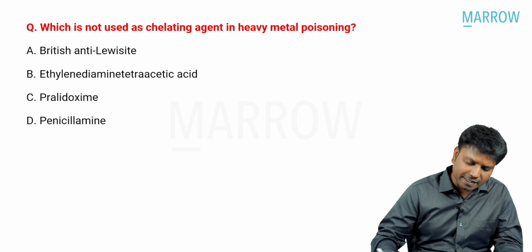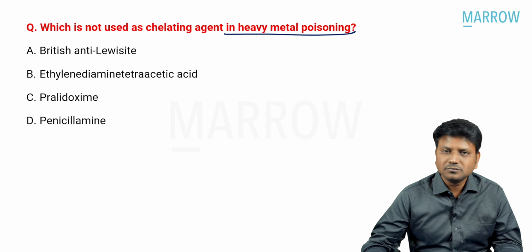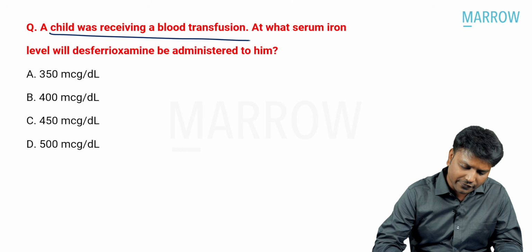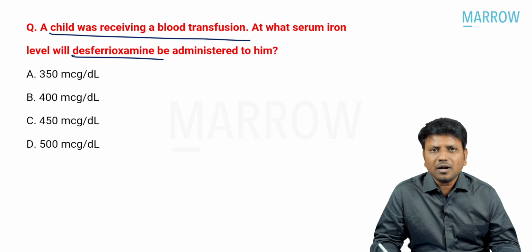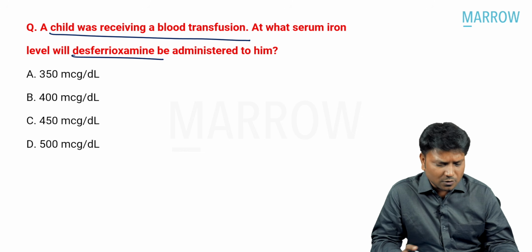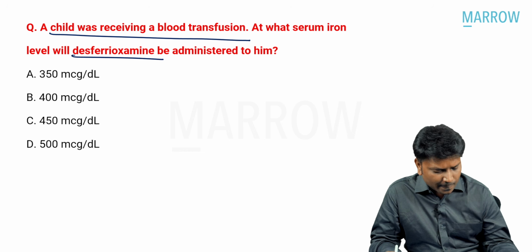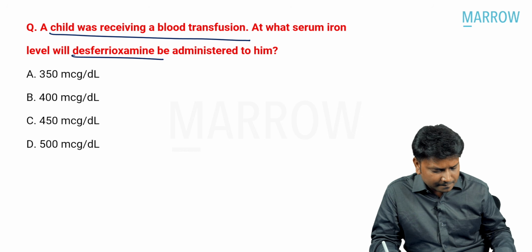Which is not used as a chelating agent in heavy metal poisoning? We got 2 questions on that. And another question was, the child was receiving blood transfusion, you want to give desferrioxamine. What is the level above which we have to give desferrioxamine? So there were 2 questions on metallic poison. We'll discuss the chelating agents. Let us discuss that.